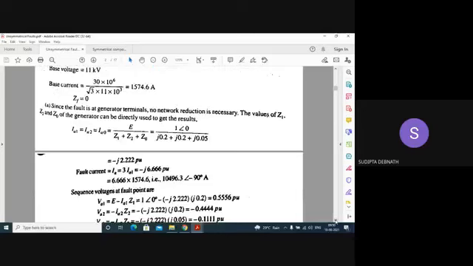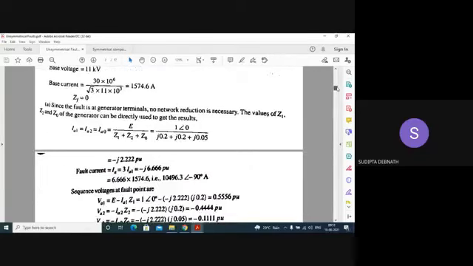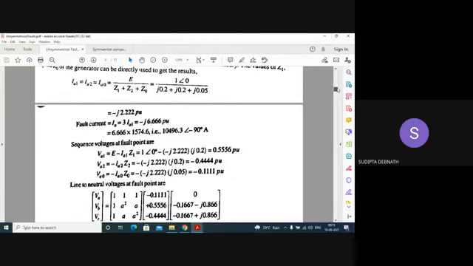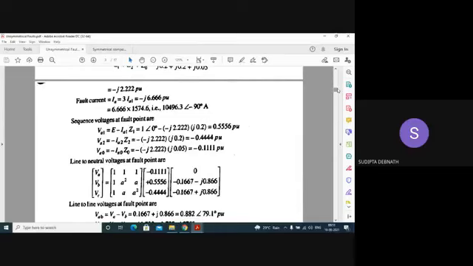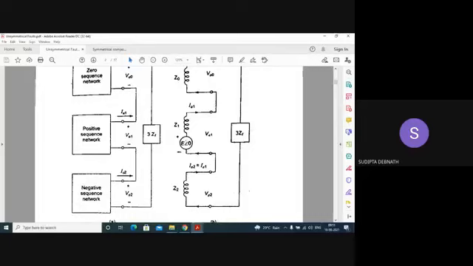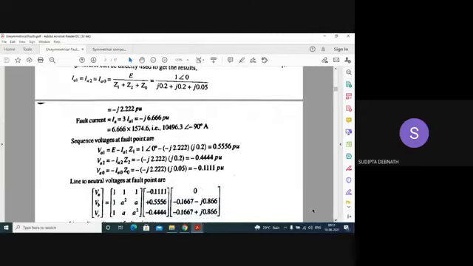Now you are required to find out the terminal voltages. I think they have asked to find out the fault current and line to line voltages. What will be the line to line voltages? You have to find out the sequence voltages at the fault point, VA1, VA2 and VA0. Okay, what is VA1? VA1 from here you can easily write down VA1 equal to E angle 0 minus IA1 Z1. What is VA0? VA0 equal to minus IA0 Z0. VA2 is minus IA2 Z2. Like that, you find out all these positive, negative and zero sequence voltages in phase A.